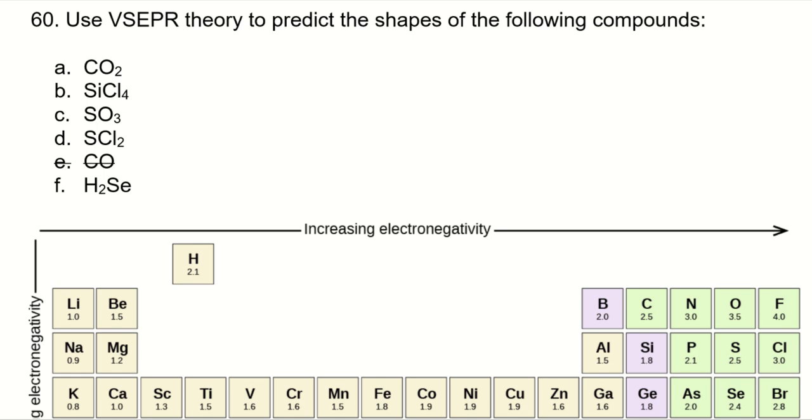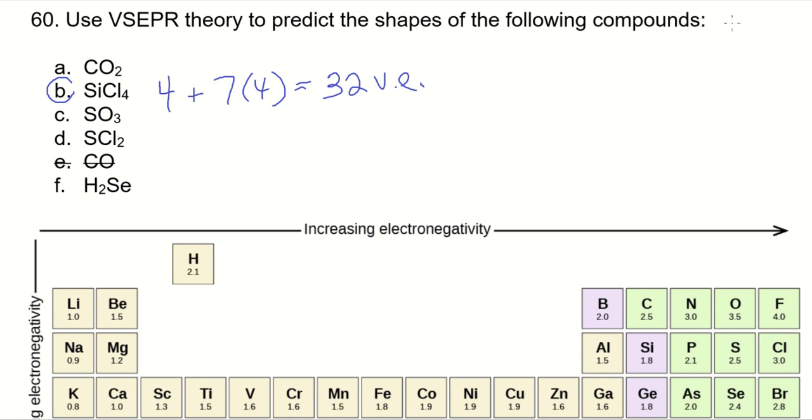Next up is the Lewis structure and the VSEPR geometry for silicon tetrachloride. Again, let's start with the number of valence electrons to build the Lewis structure. Silicon comes in with 4 valence electrons. Each chlorine comes in with 7. There's 4 of them. 4 times 7, 28, plus 4 is 32 total valence electrons to work with.